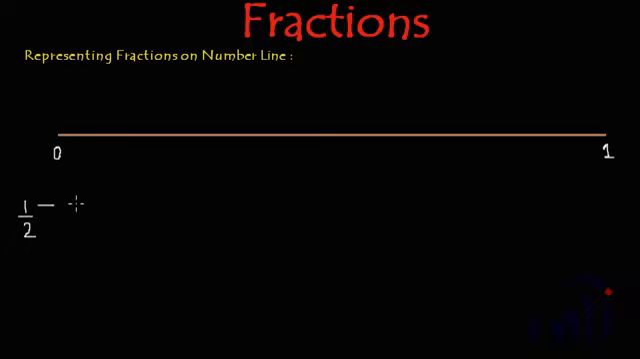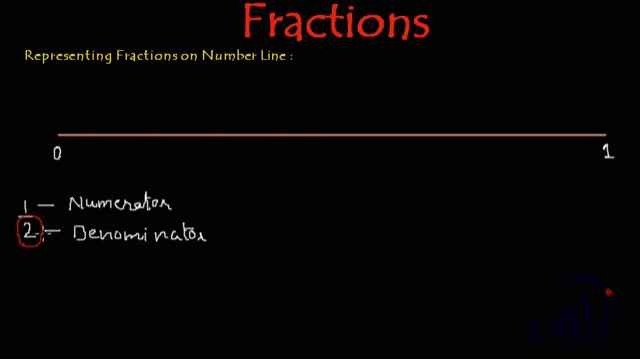So this is called numerator. And this part is called denominator, right? So to represent any fraction on the number line, what you have to see is the denominator. What is the denominator over here? Denominator over here is 2. This is very important. This tells us in how many equal parts each unit or whole has to be divided.